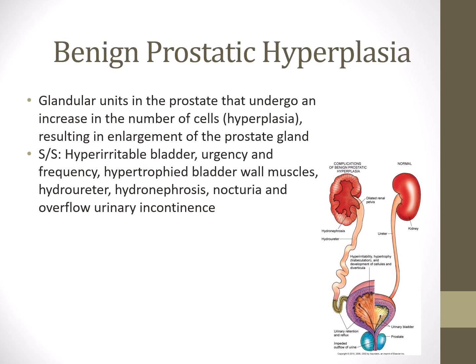BPH is the enlargement of the prostate gland caused by aging and an increase in the hormone dihydrotestosterone, which results in an abnormal growth of tissue in the prostate gland called hyperplasia. The enlargement of the prostate causes it to extend upward into the bladder, causing bladder outlet obstructions, which leads to the urinary signs and symptoms that patients report.